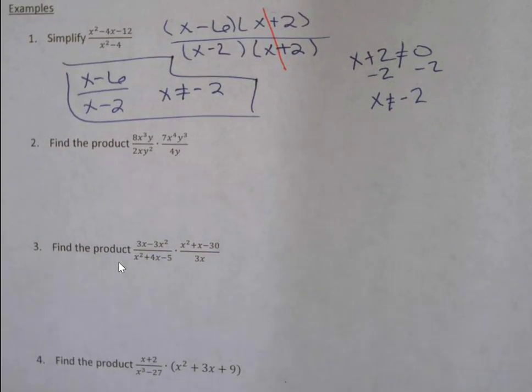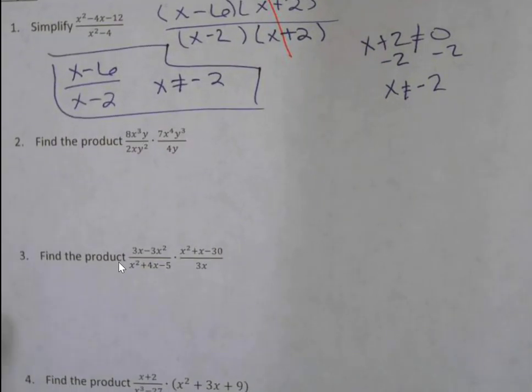It kind of works the same way when I want to find the product. Let me zoom in a little bit more. So, there's 2 ways I can do this. I can cancel out things right now, or I can just multiply straight across and then cancel out after. Which way do you want me to do?